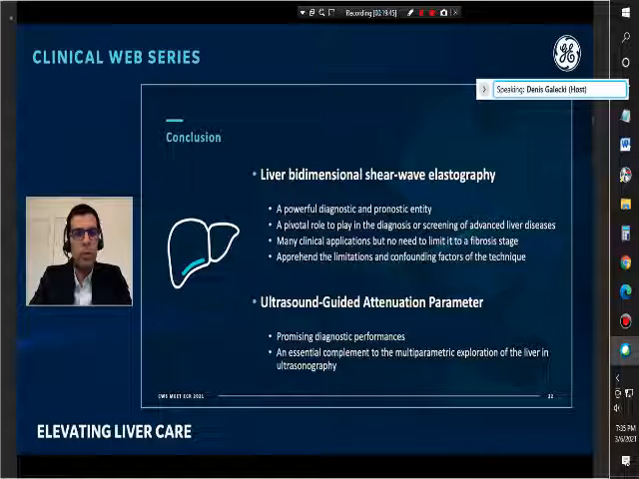Regarding ultrasound-guided attenuation parameter, here again, this is a very promising diagnostic tool with promising diagnostic performances, and it is an essential complement to the multi-parametric exploration of the liver using ultrasonography.